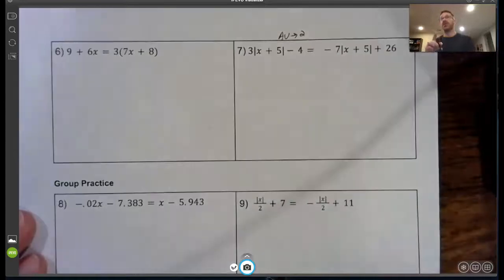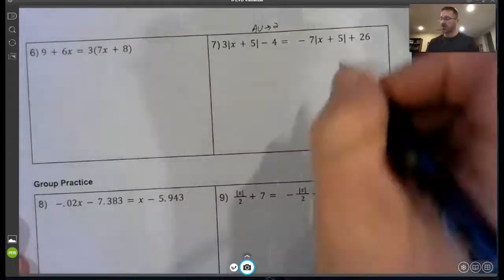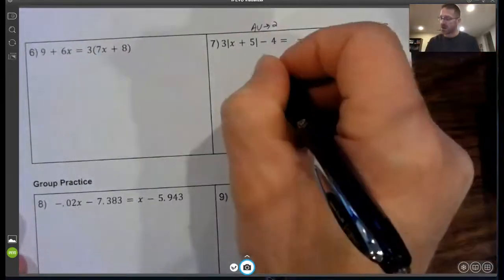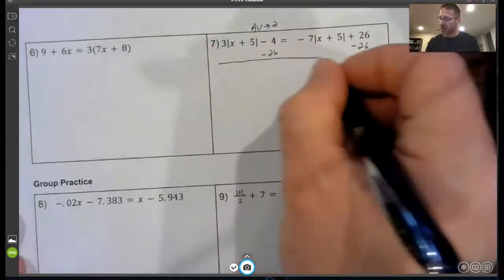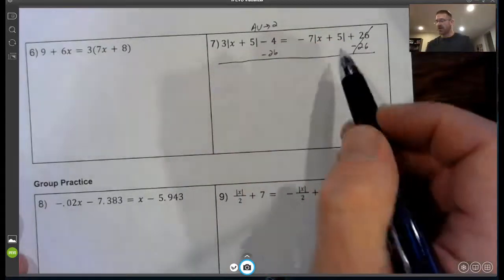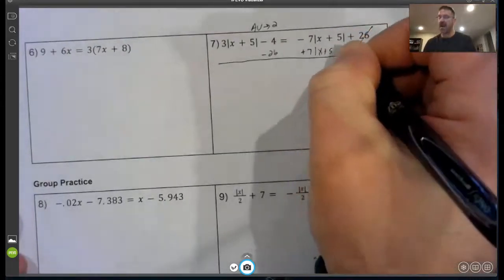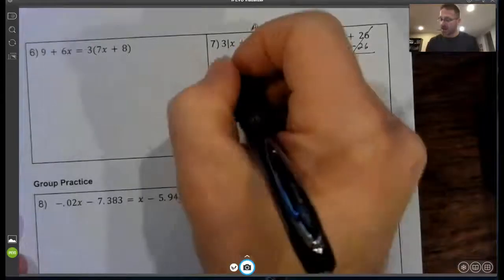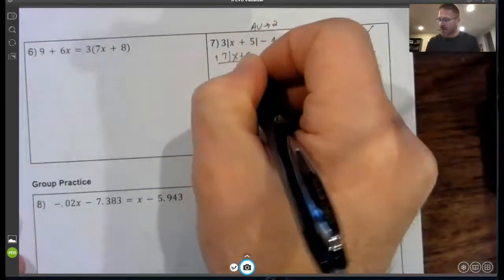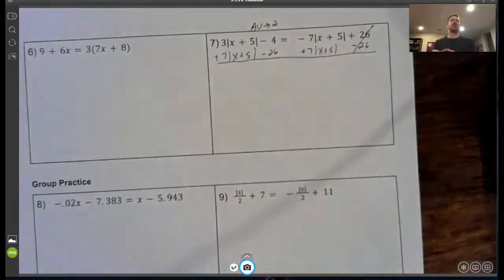But what I can do now is get this equal to 0. So this might make sense to you, right? So I can subtract 26 and subtract 26 like we've always done. That's 0. I'm going to treat this like a whole term. So I'm going to add 7 absolute value of x plus 5. And I'm going to add 7 absolute values of x plus 5. And notice those look alike. Those are like terms, right?